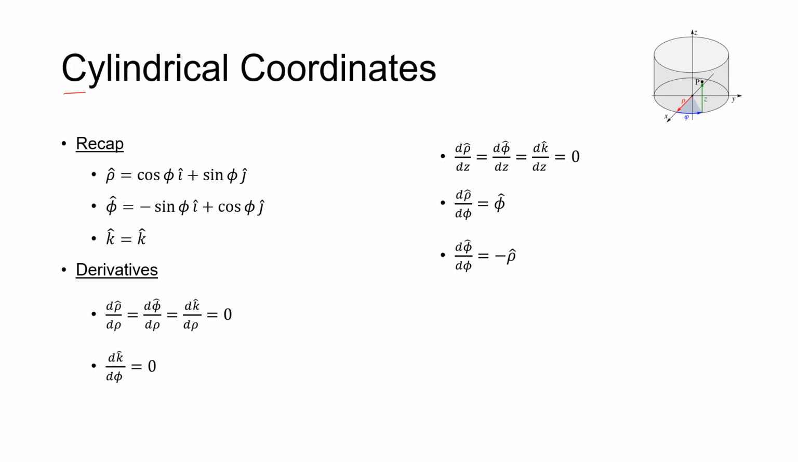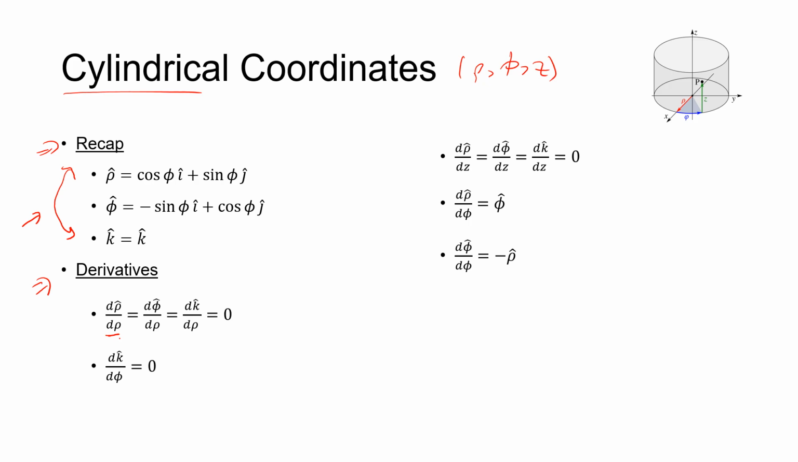Now we move to the cylindrical coordinate system rho, phi, and z. Let's have a small recap. We derived in a previous slide that rho, phi, and k are related to i, j, and k using these equations. To calculate the derivative, we simply apply d by d rho, d by d phi, and d by dz on this unit vector relationship.